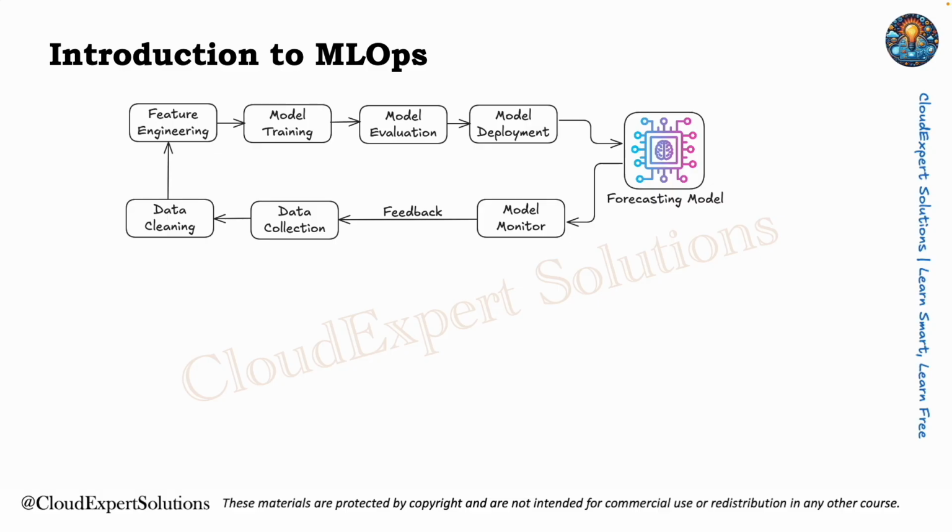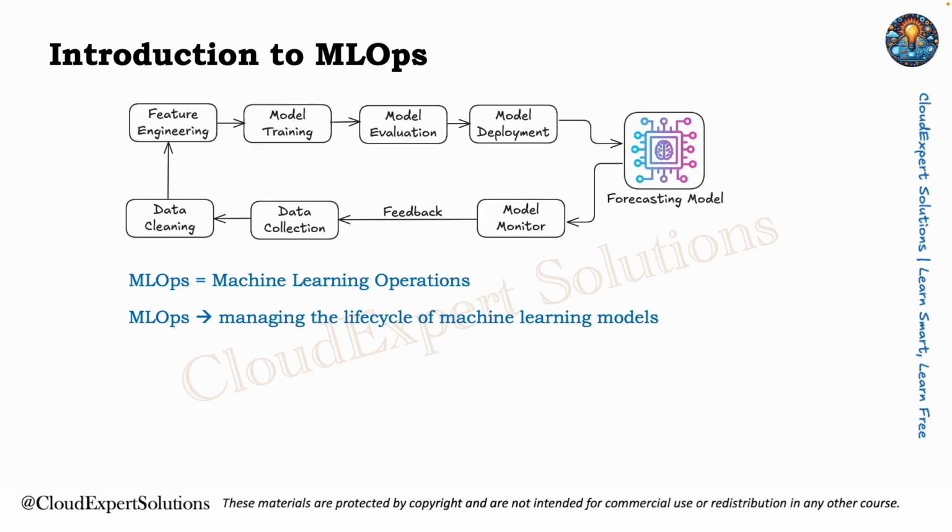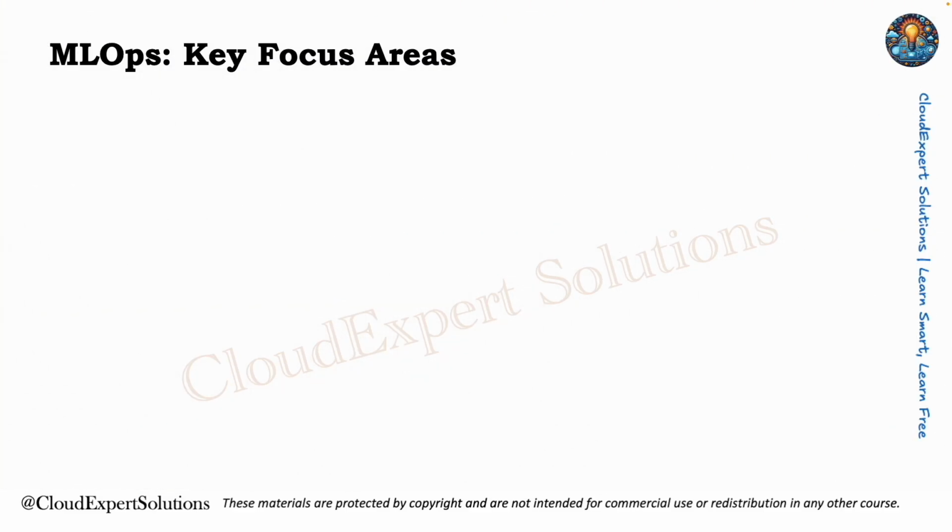MLOps, or machine learning operations, is all about managing the life cycle of machine learning models from development, deployment, monitoring and improvement. Think of it as DevOps but specifically built for machine learning. It ensures that models move smoothly from a data scientist's notebook into reliable, scalable production systems. So how does MLOps solve this? It focuses on a few key things.